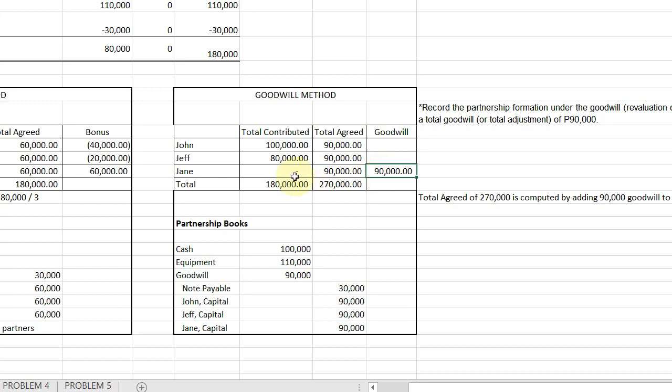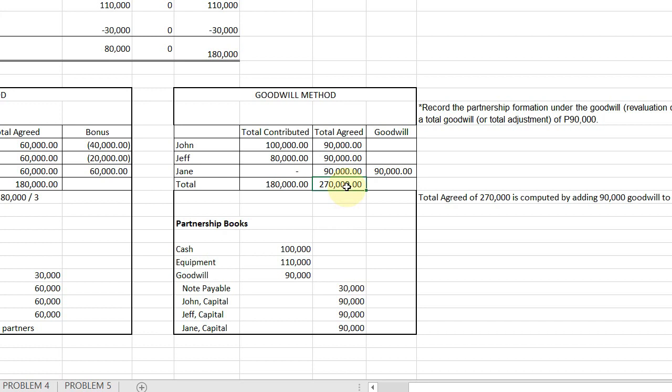Wala naman siyang total contributed. Yung agreed niya is 90,000. Okay? Ang kasunduan is equal capital credits. So, kung 90,000 yung kay Jane, malamang 90,000 yung kay Jeff, 90,000 din yung kay John. Okay? Then, add mo lang, the total agreed capital na ngayon is 270,000. Okay? Pwedeng, that's one way.